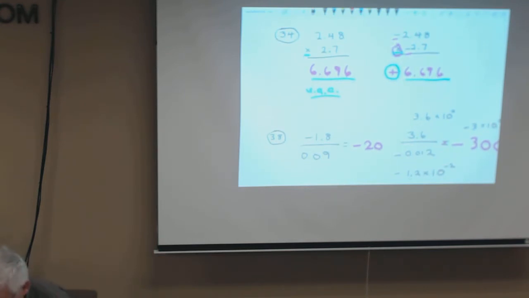38. It's division. So I have a negative divided by a positive, and I know it's going to be negative, don't I? Then I just take 1.8, hit my division button, 0.09 equals 20. That's what it says. Probably ought to work that one twice to make sure I got it right.